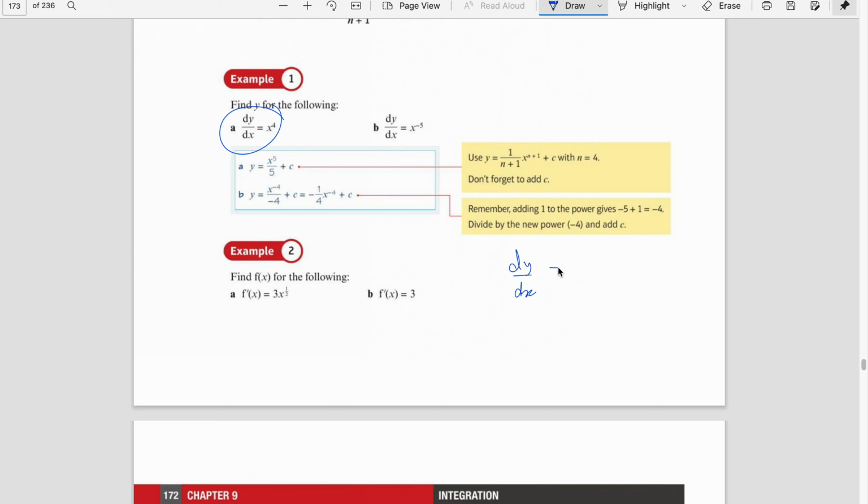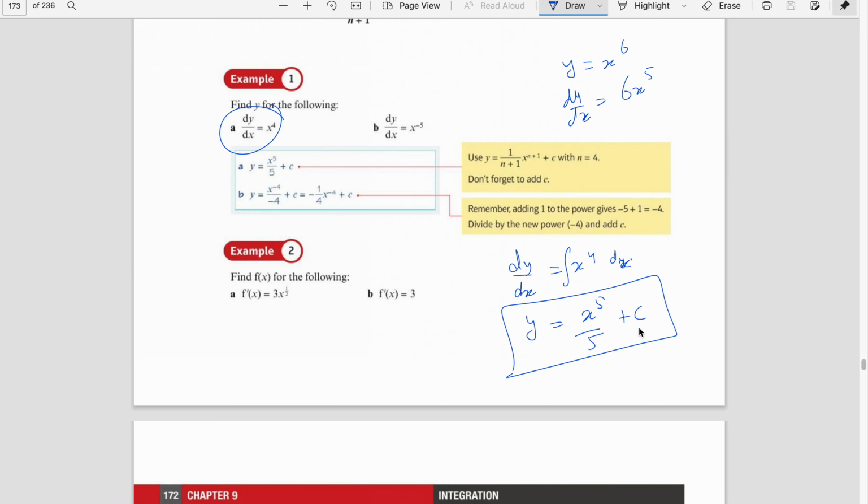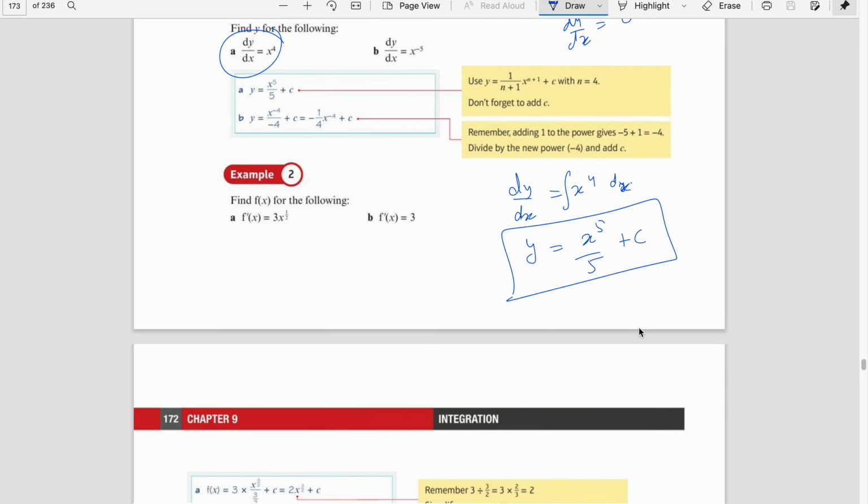dy by dx is equal to x raised to power 4. When we did the differentiation part, that was dy by dx is equal to, we bring the power down and subtract 1 from it. In integration, when we integrate it with respect to x, we add 1 to the power and divide by the power and plus c. In order to find c, we should have values of x and y, or we should have definite integrals.